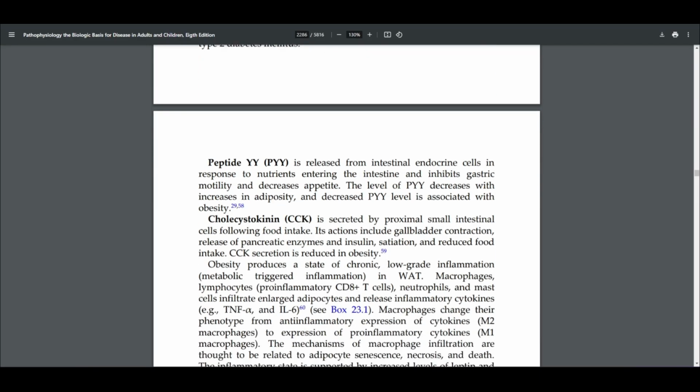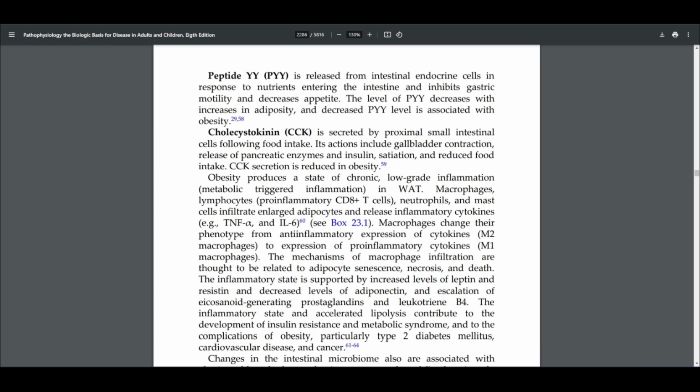type 2 diabetes. Peptide YY, or PYY, is released from intestinal endocrine cells in response to nutrients entering the intestine and inhibits gastric motility and decreases appetite. The level of PYY decreases with increase in adiposity, and decreased PYY level is associated with obesity.